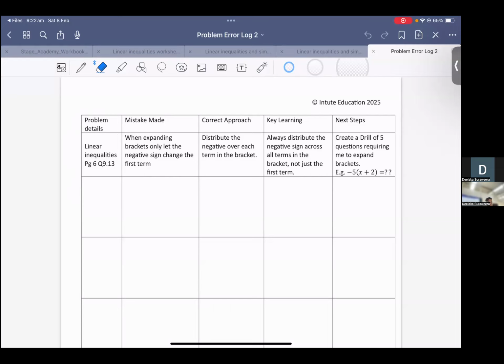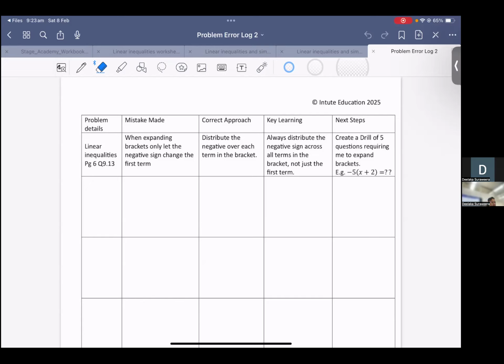So it might be the very common mistake. When you expand the brackets, you forgot to let the negative affect every single term. This is a very common mistake that everyone has made. I think everyone here has made it, right? And you know what the mistake is, but you still make it because it's a habit, right? So that's where this error log comes in to break that habit.